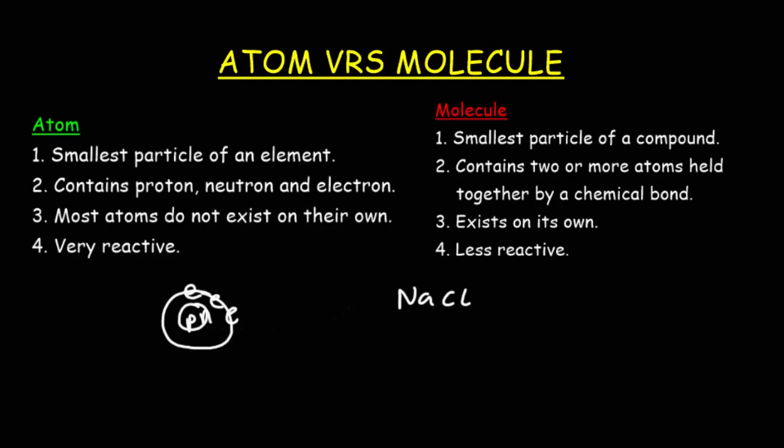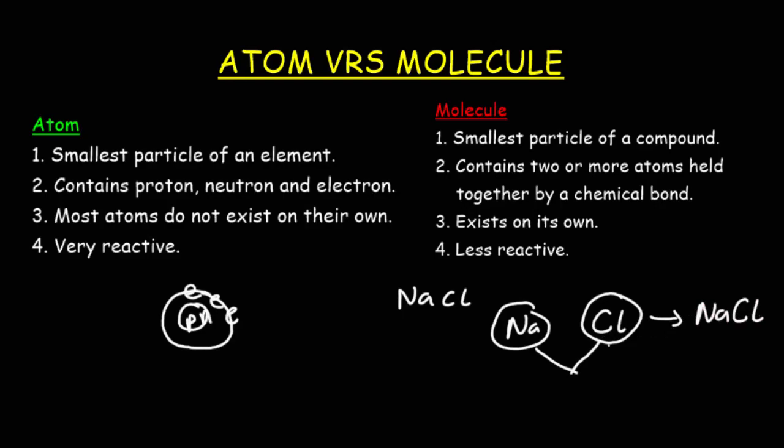On the other hand, every molecule is made up of two or more atoms joined together by a chemical bond. So an example is this. I have sodium atom. I have chlorine atom. Now, if I want to bring these two together, there must be an attractive force between them. That attractive force is what we call a chemical bond. So when the attractive force exists between the two, we form a molecule called sodium chloride.